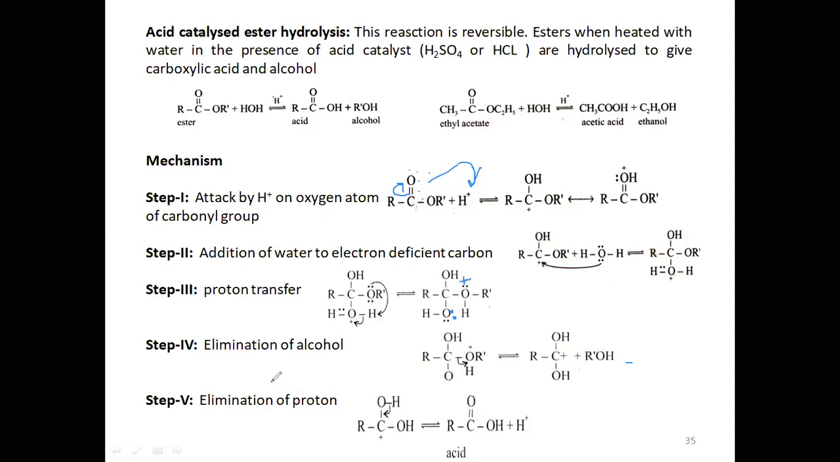Now, elimination of alcohol. Now we can eliminate the ROH, alcohol, easily. So this oxygen, it will take away this bonded pair of electrons here. This oxygen is having positive charge, so this bonded pair of electrons will be taken. This oxygen with this bonded pair of electrons is eliminated as alcohol. See here, R dash OH.